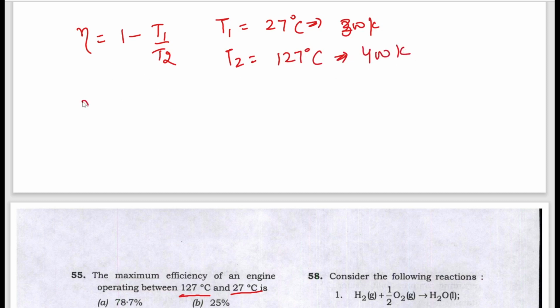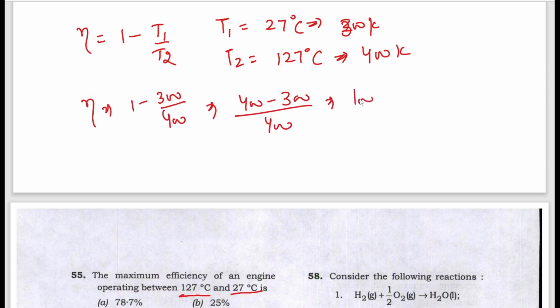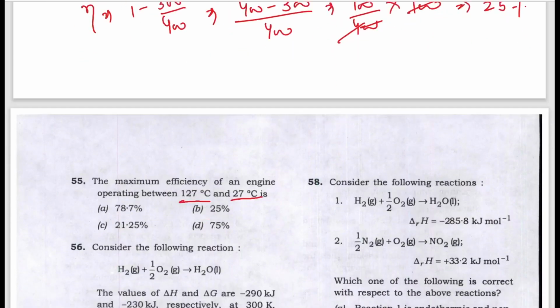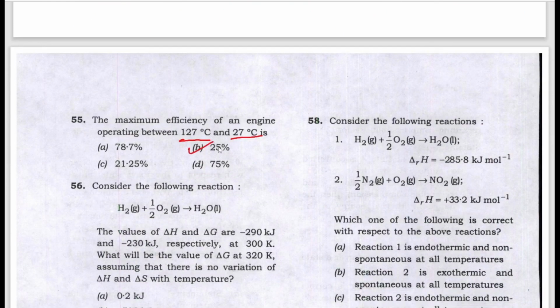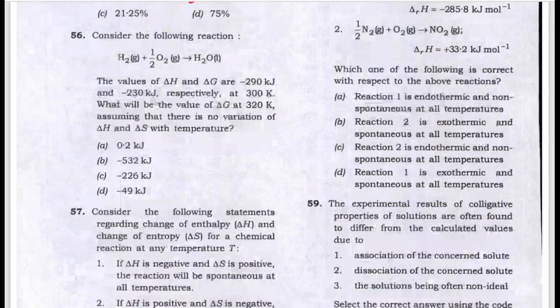Fill these values here, so eta will be 1 minus 300 over 400, that is 100 over 400. We have to find the efficiency in percentage, so multiply it by 100. So the efficiency of the engine will be 25%. So the correct answer is B in this question.